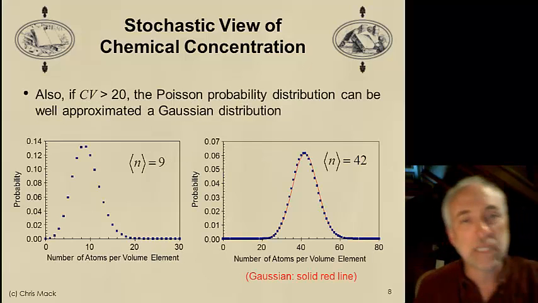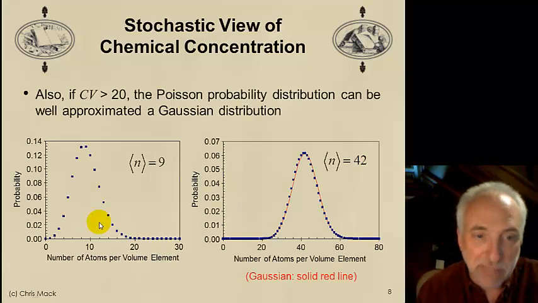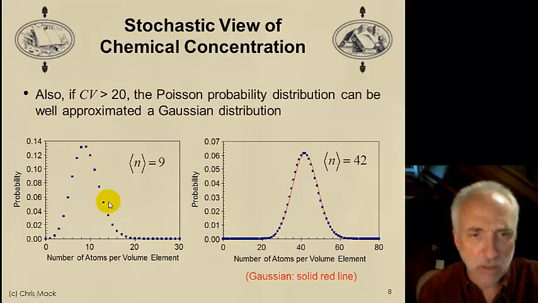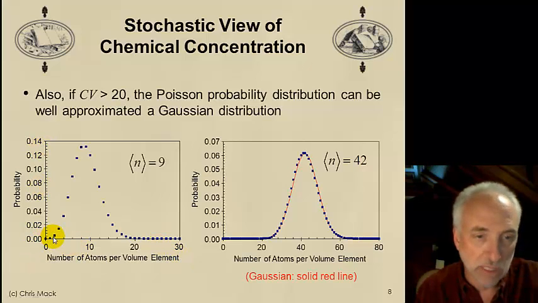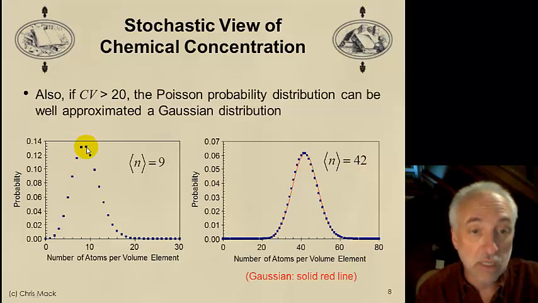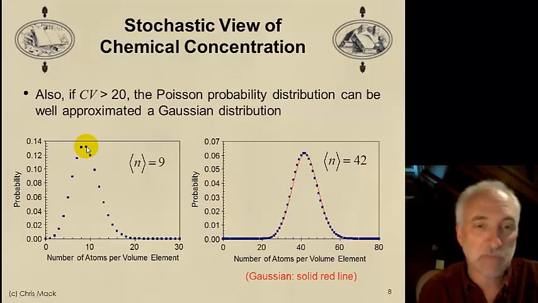So let's look at this Poisson distribution. Here is a plot of the Poisson distribution when the mean number of particles in the volume is 9. So here I plot n, the number of atoms per volume, and here's the probability, and you can see there's a very small probability of having 0 and then 1, 2, 3, 4. Notice that the peak occurs at n equal to 9. That kind of makes sense.